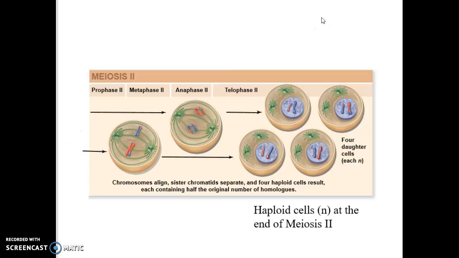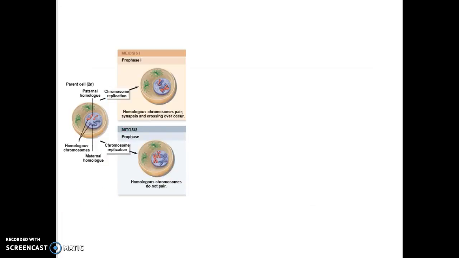So mom's doing it, she's making haploid cells. Dad's doing it, making haploid cells. Those 2 cells come together, they form the zygote. The zygote now is diploid. It has 2n, all the genetic information that it needs, hopefully, to function correctly.